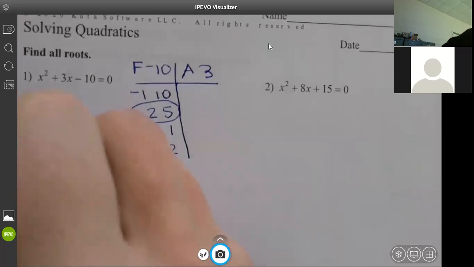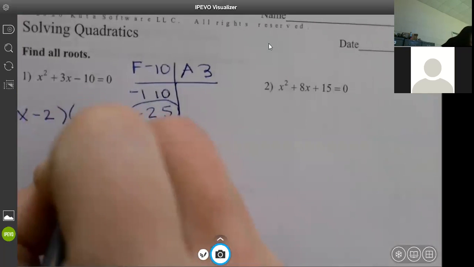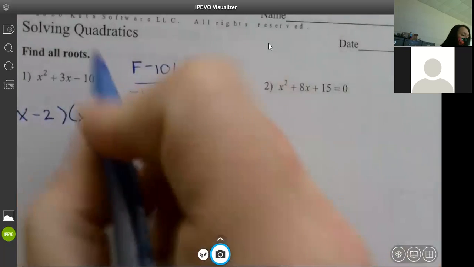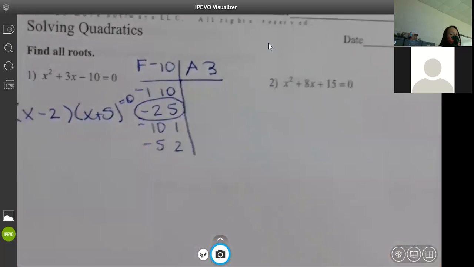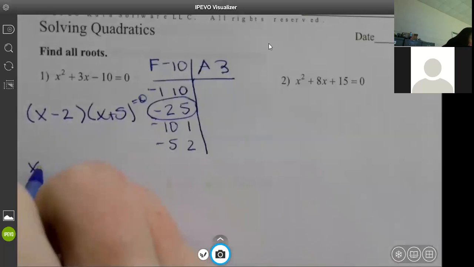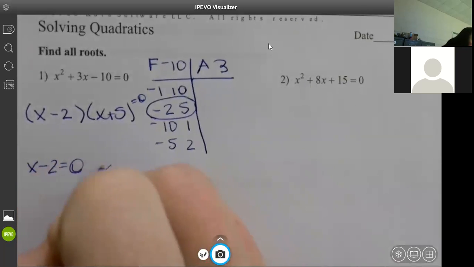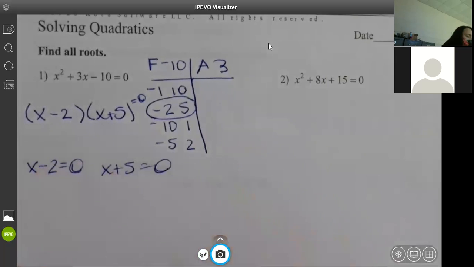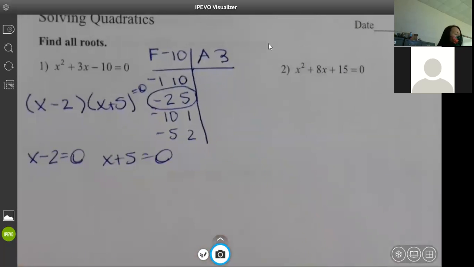So we're going to have x - 2 and x + 5. The difference is now, and I'm going to just slide it in here real fast, we have it equal 0 instead of just the factors. So that means we take each factor and set it equal to 0. And then we solve those 2 equations.